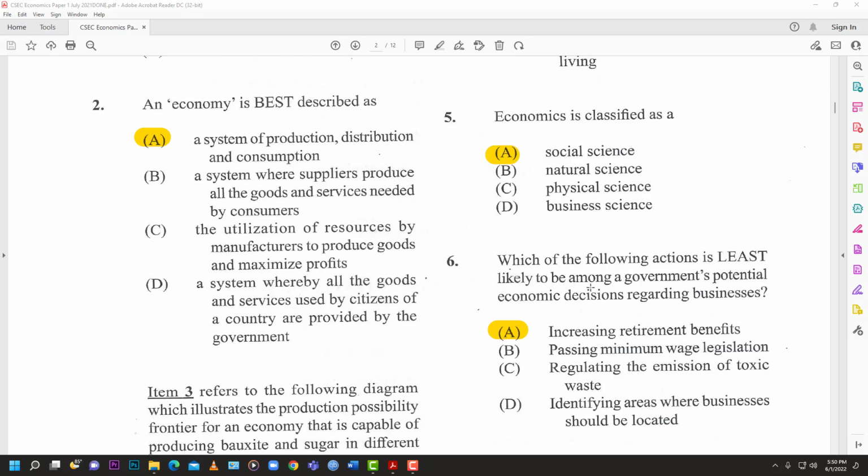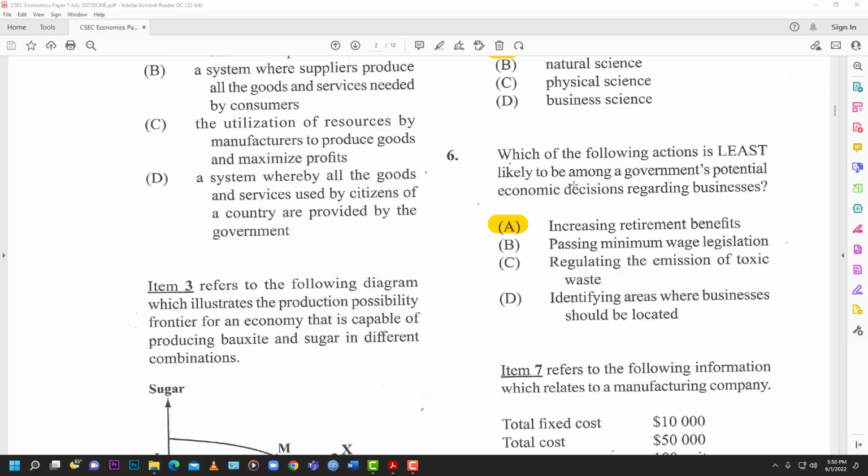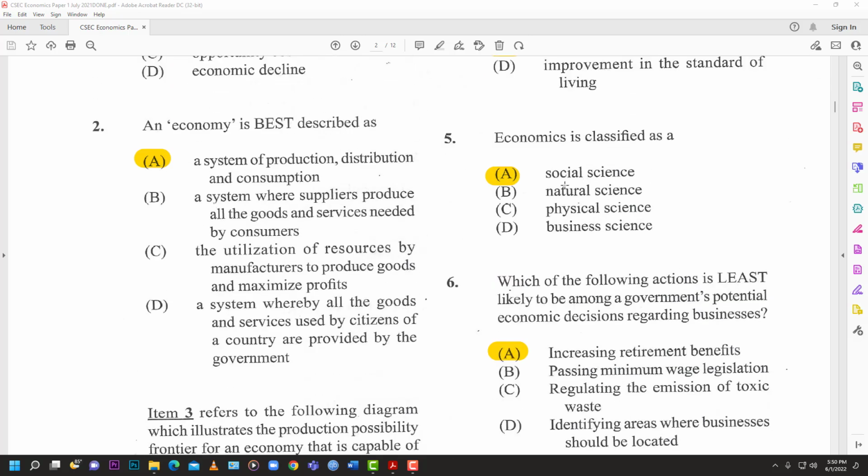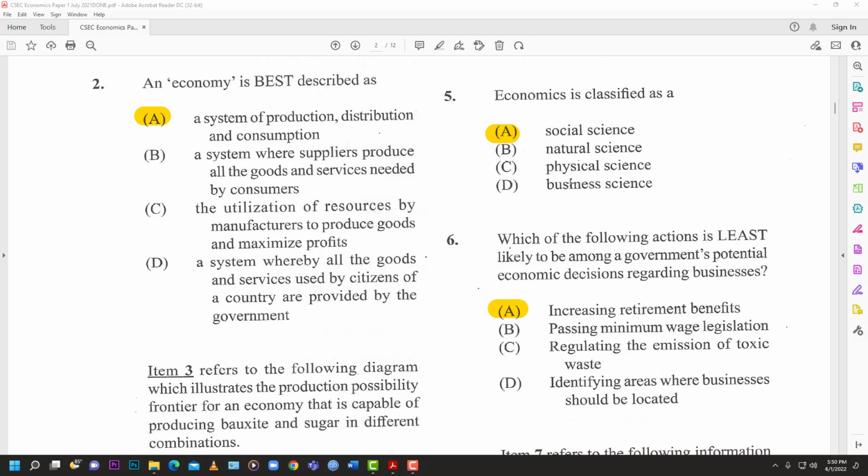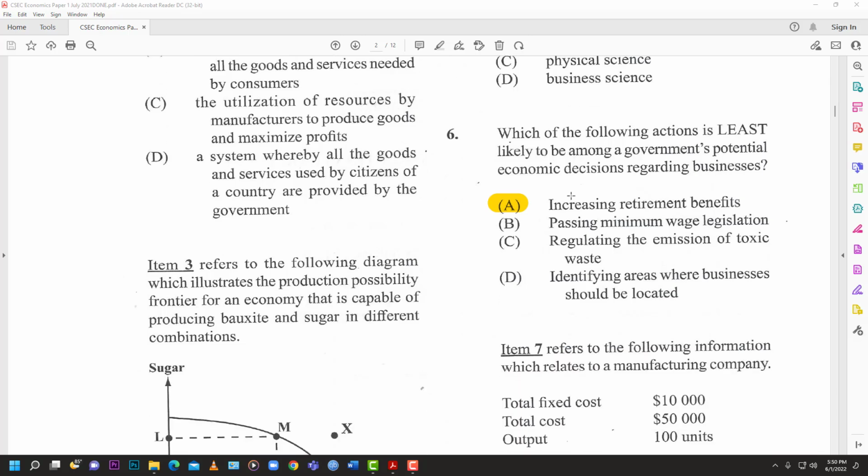Number 5, economics is classified as a, and so the answer here is a social science. We're talking about people and their behavior and society. So we're looking at a social science, just like management and those other things. When you go to university, you're going to be in social science, that's economics, management, all those subjects, business subjects.